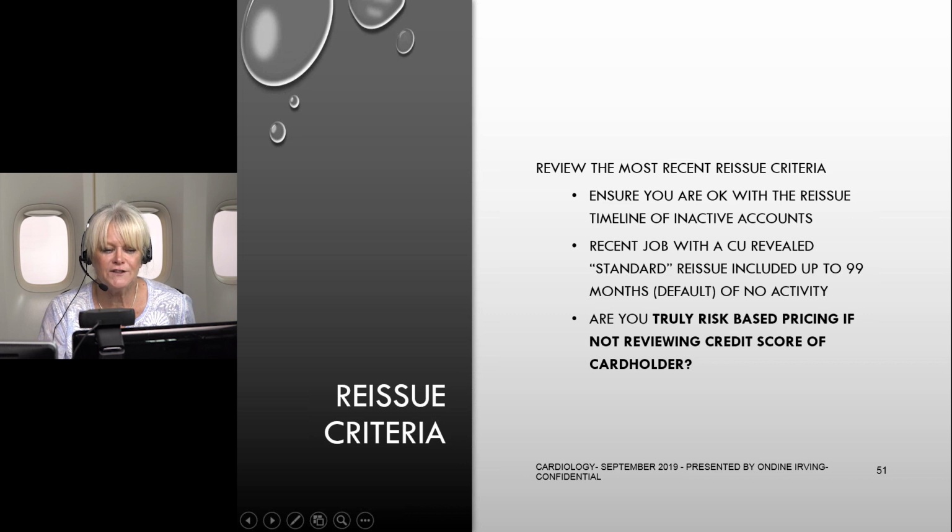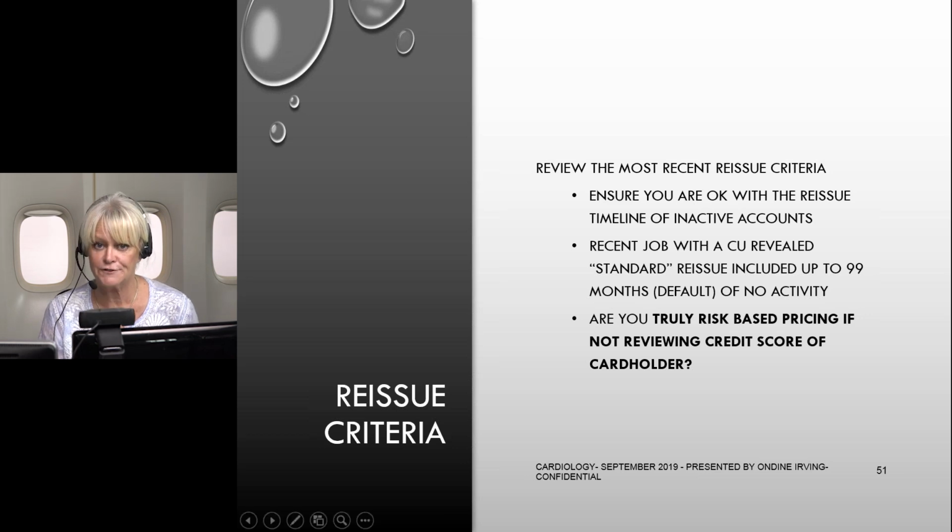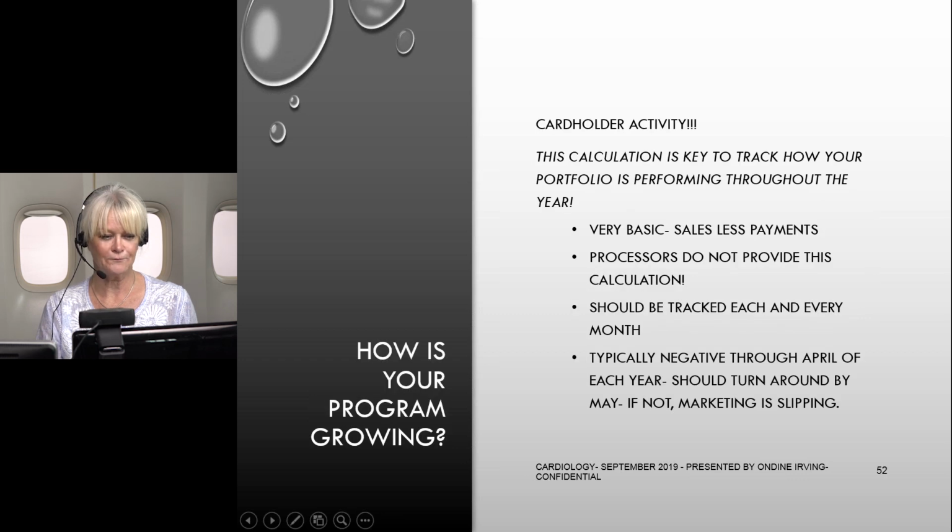This is big. I mentioned this earlier. Review your most recent reissue criteria. If there is not a date of last activity within that criteria, put one. And if it is in there and it's 99 months, change it. I recommend 12 months. If somebody hasn't used your card in 12 months, I wouldn't reissue them. And that is something else you can add to your new disclosures, not the ones that are very generic and limiting as to what you can do.